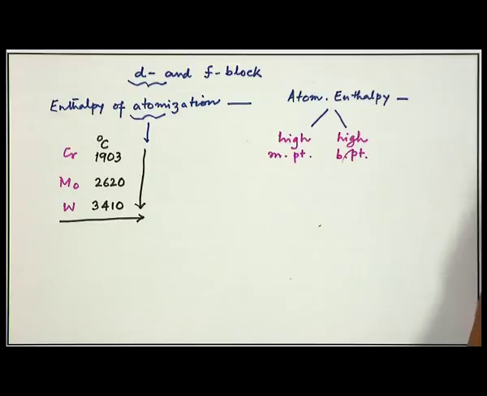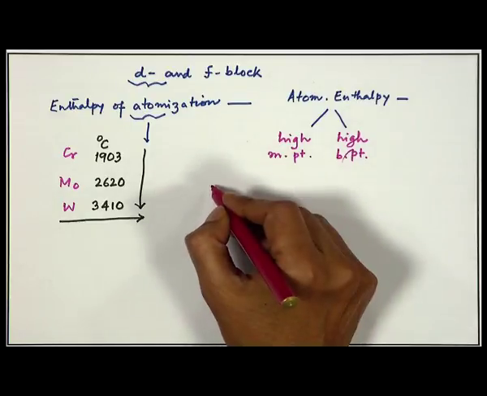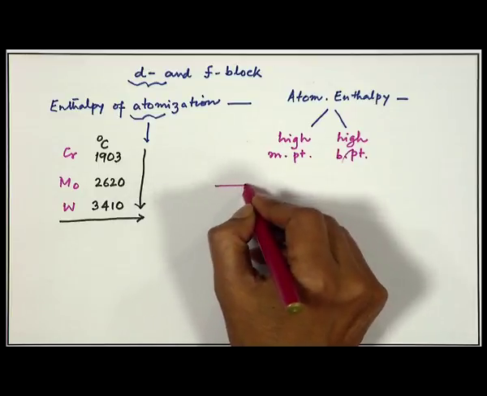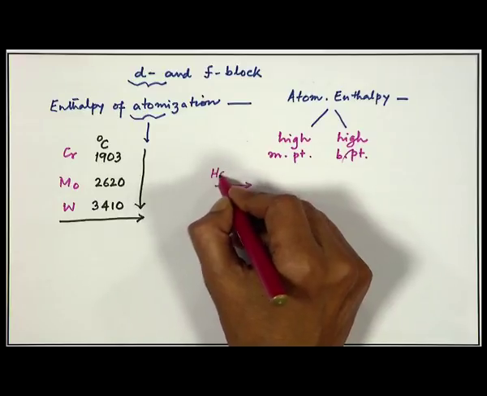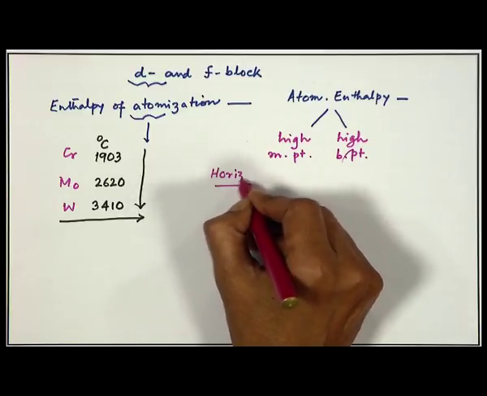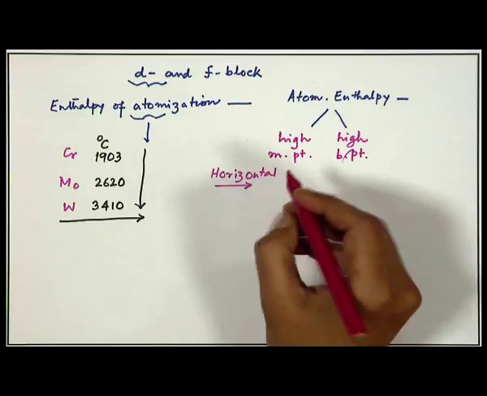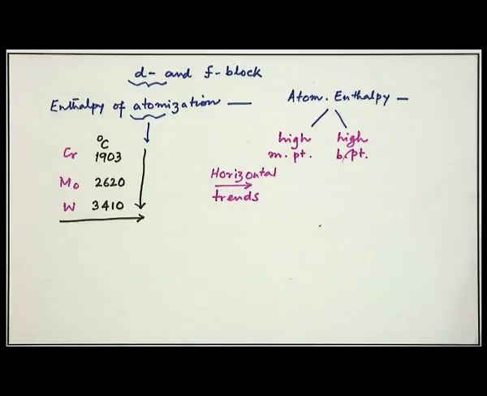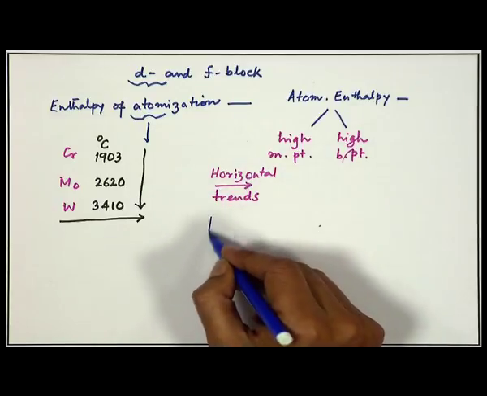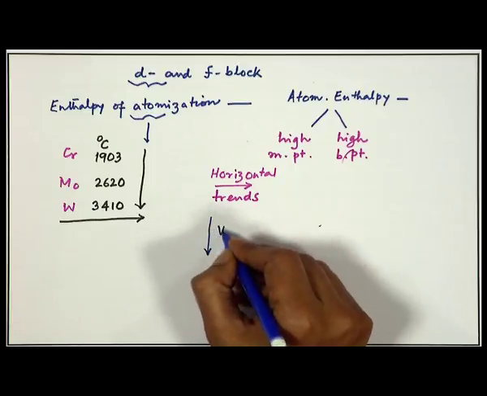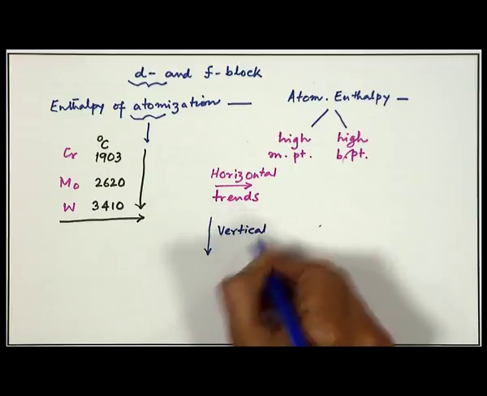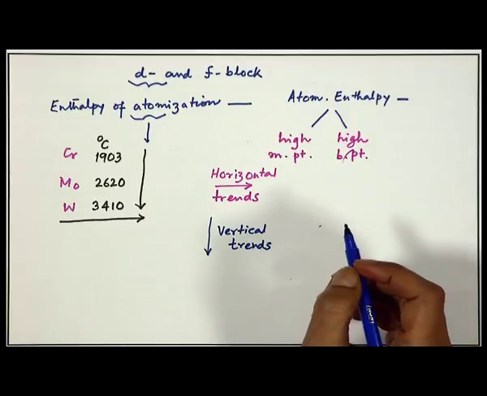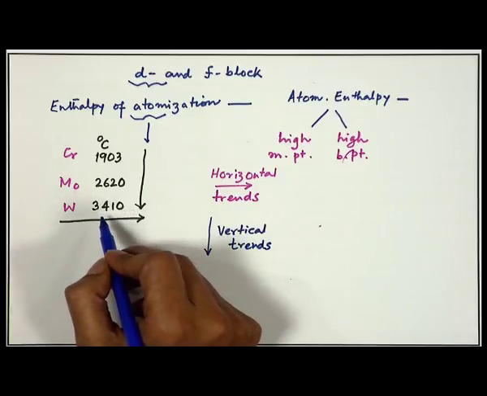So, whatever we find in all these cases, that means what we are discussing for the 3D, 4D and 5D elements, we can have the corresponding horizontal trend for different physical properties, and also we can have some vertical trends, and these will definitely correlate with the corresponding electronic configuration.